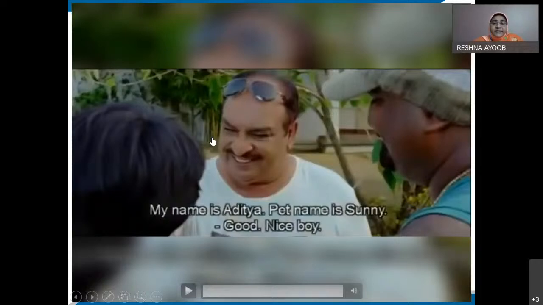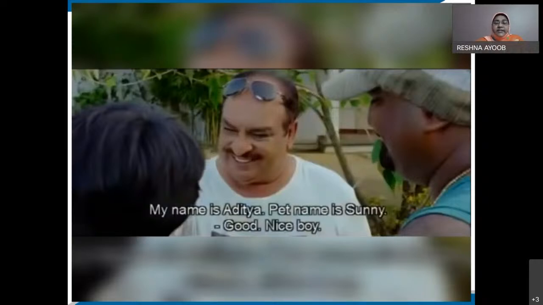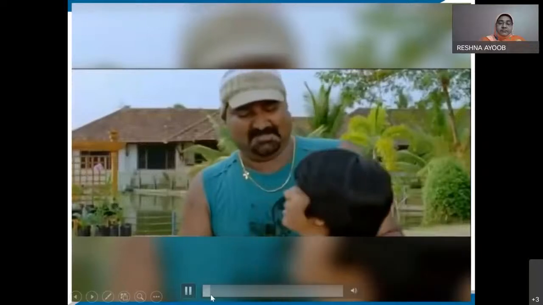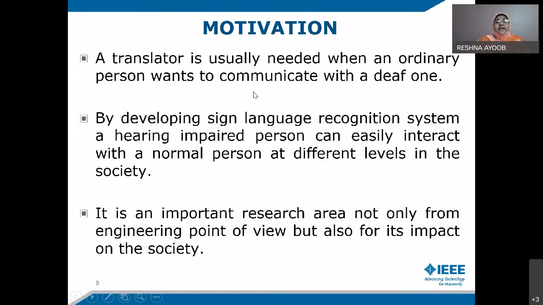Here, this person, named Aditya or Sunny, needs an interpreter or a translator to talk with other normal people. So our automatic sign language recognition system will serve as a translator. A translator is usually needed when an ordinary person wants to communicate with a deaf one. So by developing a sign language recognition system, hearing impaired people can easily interact with a normal person at different levels in the society. It is an important research area, not only from the engineering point of view, but also from its impact on the society. And we can give a helping hand to the deaf and mute persons to talk with normal people.